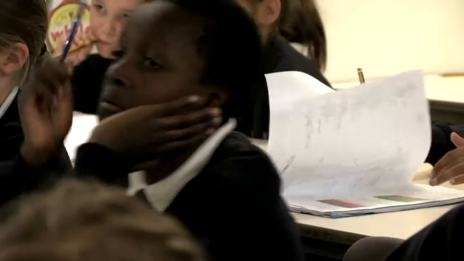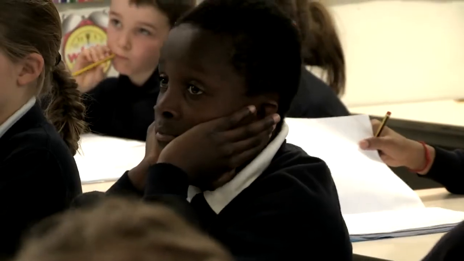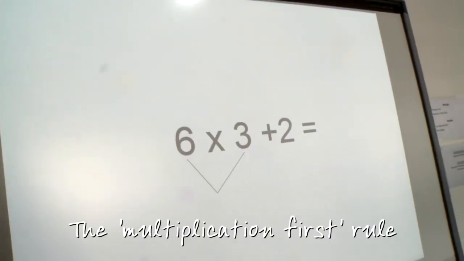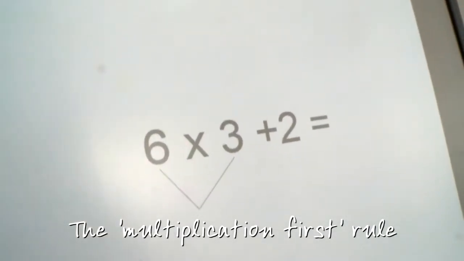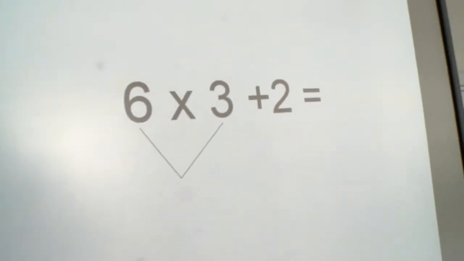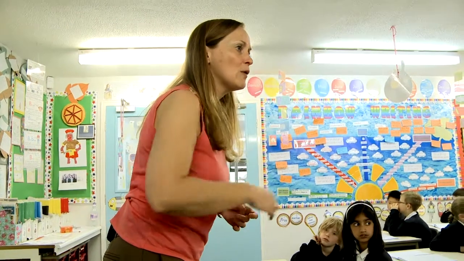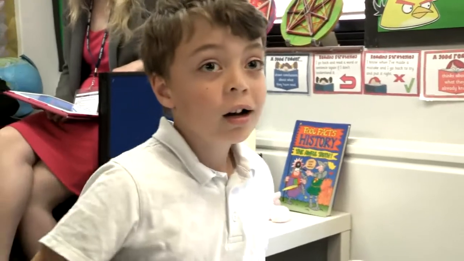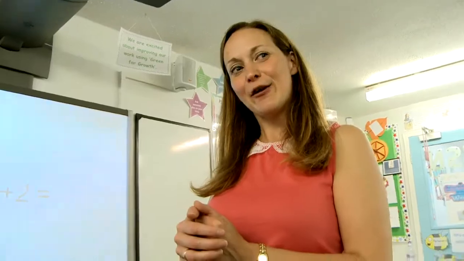Have a look at this one. This is a little bit different. What's different about this one? Aidan, can you remember the rule? If there were arrows coming off each number, you need to do that one first. What if I took off the arrows? You have to work that one out first.